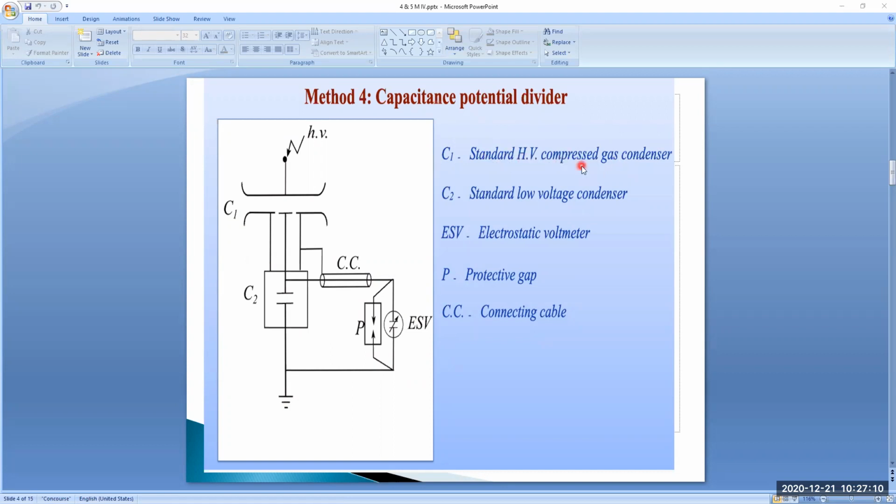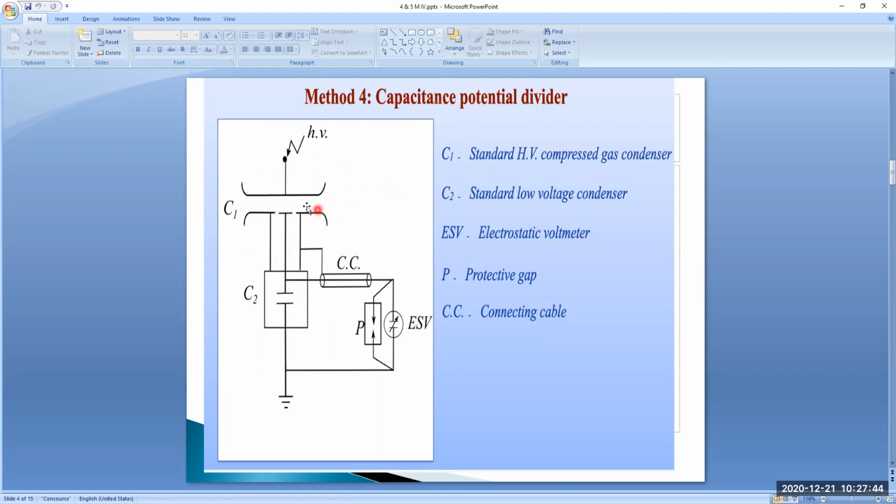Standard high voltage compressed gas condenser. In the previous capacitance potential divider, instead of taking a standard high voltage compressed gas condenser like this, a number of capacitors were bolted together to form a single capacitor, and that equivalent capacitor was called C1 in the previous basic series capacitance potential divider. But here it is different.